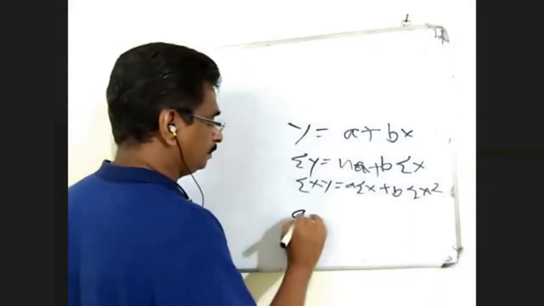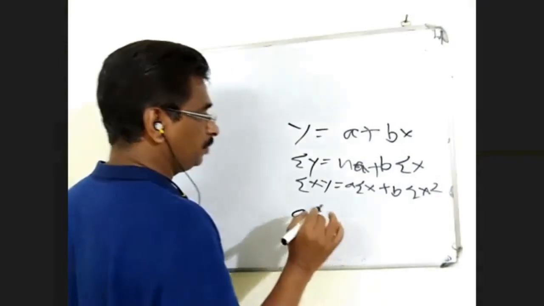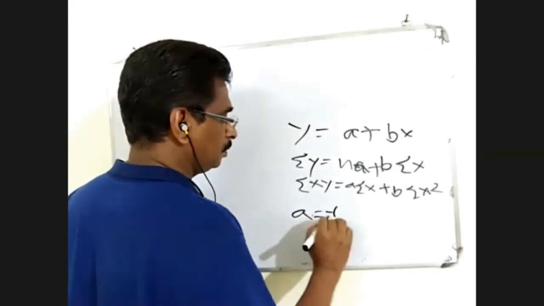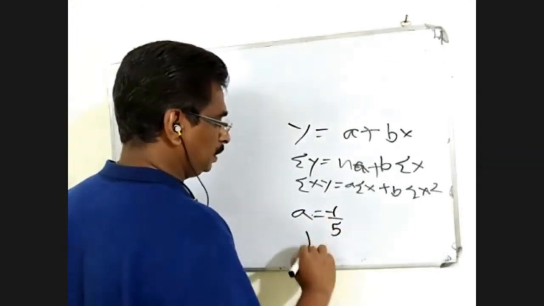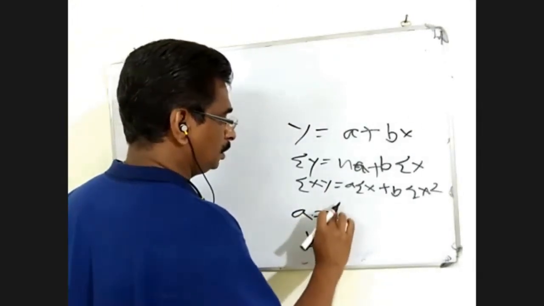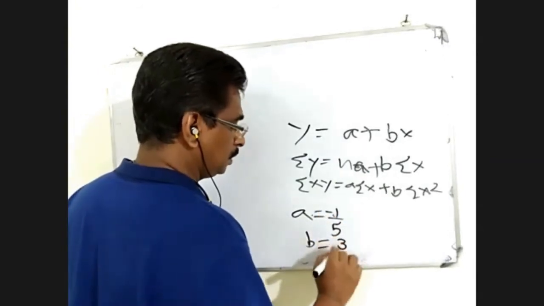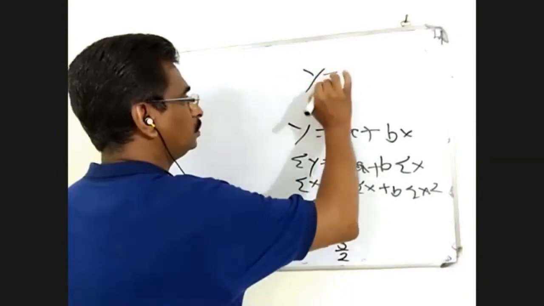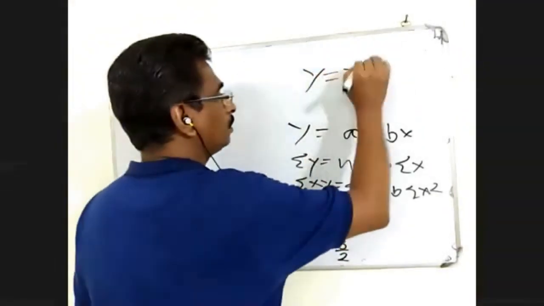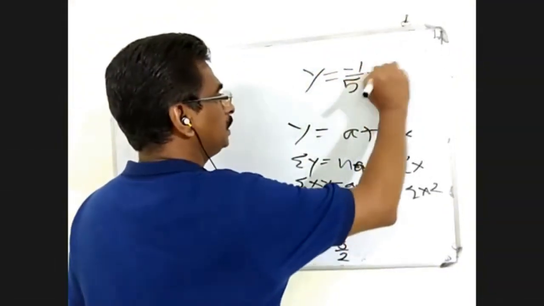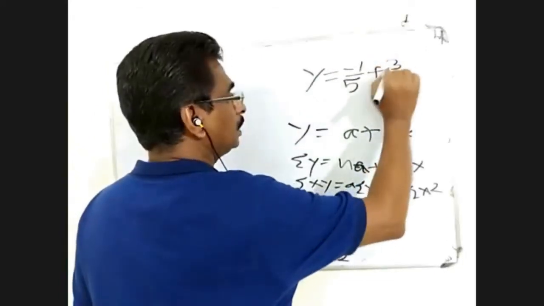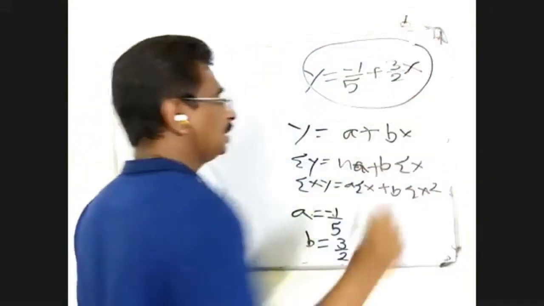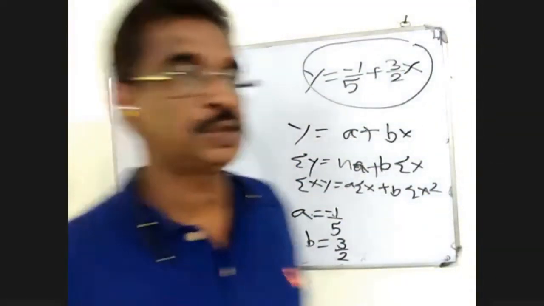What is the value of a? Minus 1 by 5. What is b? 3 by 2. So our equation is y is equal to minus 1 by 5 plus 3 by 2 x. That is our best fitted line by the method of least squares.